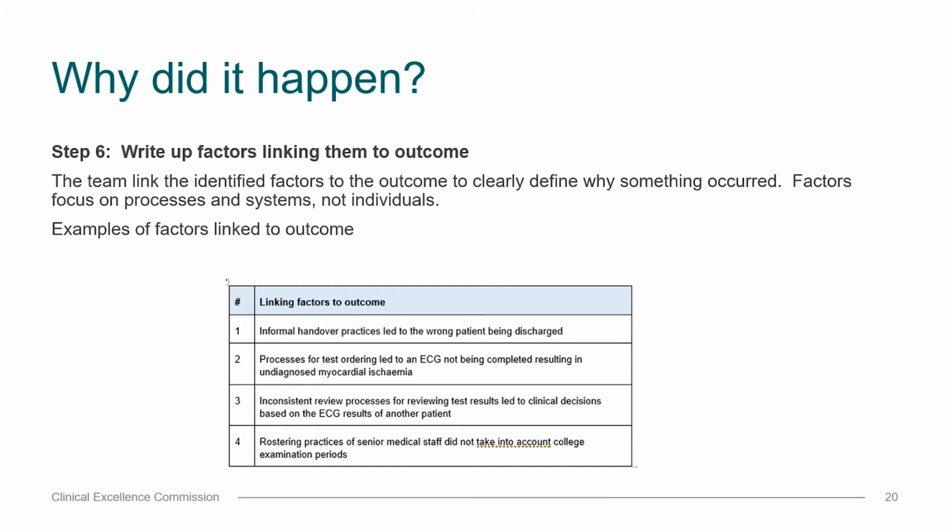The team then link the identified factors to the outcome to clearly define why something occurred. Factors focus on processes and systems rather than individuals. So, for example, the first factor in this table is that informal handover practices led to the wrong patient being discharged.